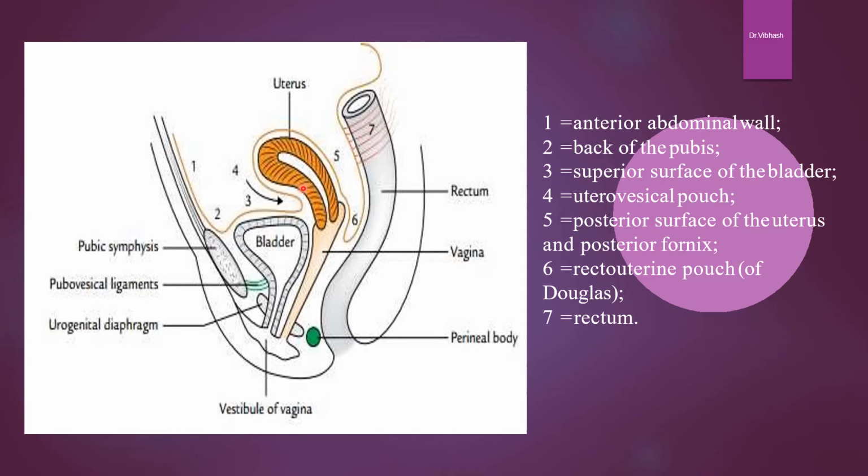In between anterior surface of uterus and the superior surface of bladder. And this is the uterus. And here you can see the posterior surface of uterus. And this is the posterior fornix of vagina. And here the sixth one is recto-uterine pouch or pouch of Douglas. And the seventh one is the rectum.